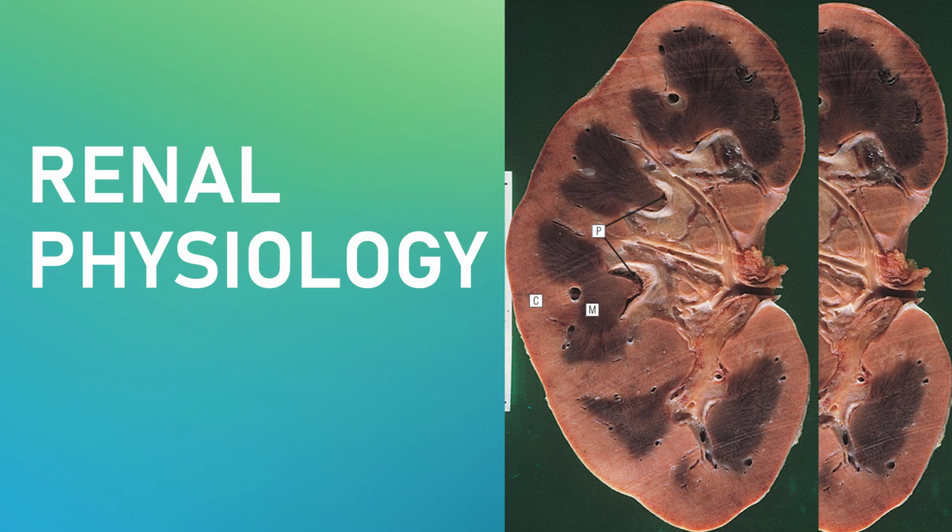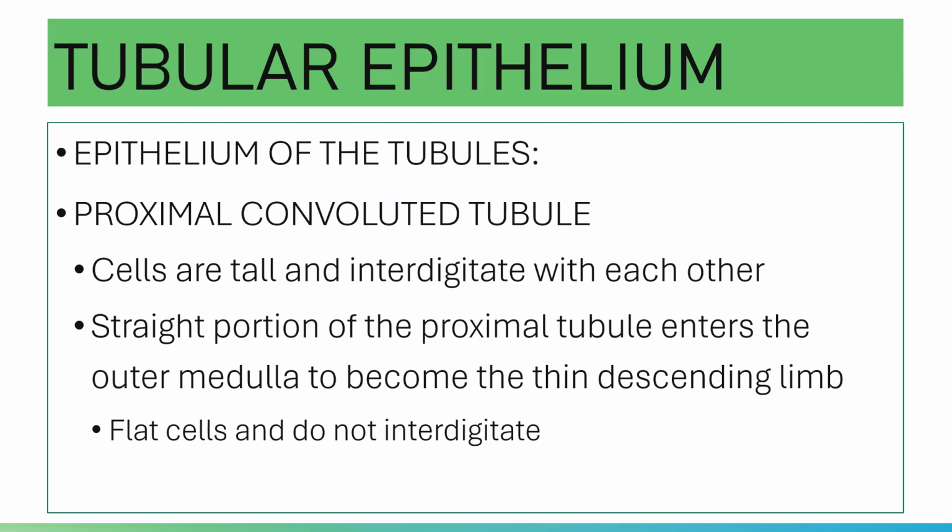Okay, we're done with glomerular filtration, and we will move on to tubular reabsorption and secretion in this video. Of course, these are parts of the processes in urine formation. On to tubular secretion and tubular reabsorption, first let's take a look at a review of the epithelium of the renal tubules. Okay, your proximal convoluted tubule.